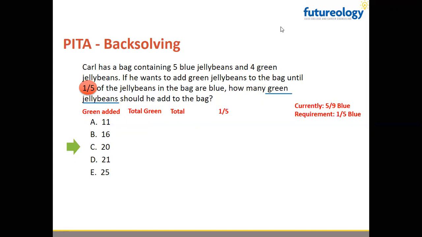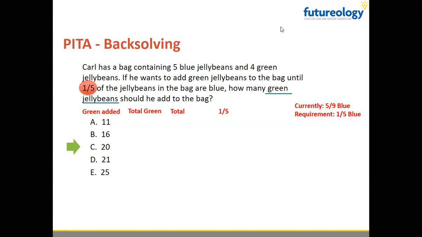If there's 20 here, remember, let's go back. If we start with green, how many green are added? That's what they're asking us. Well, we're saying there's 20. We're back solving. So if they start out with 5 blue and 4 green, that means we have 24 total green because we add 20. And we add 5 more blue. That gives me 29. That's how I get 5/29. 5 over 29 are blue in answer choice C. So is that my answer?